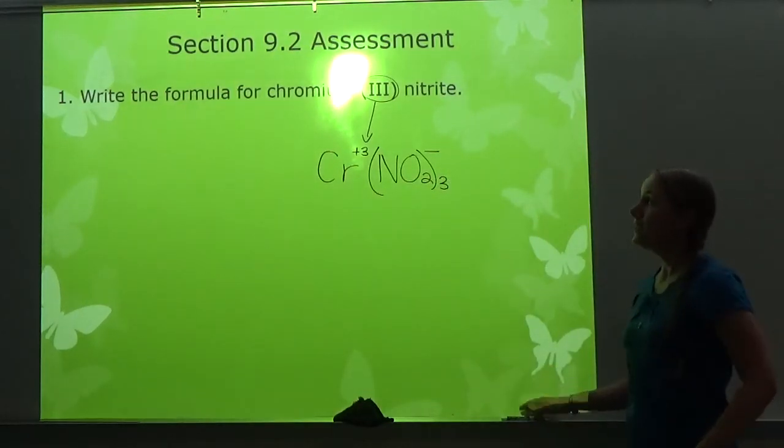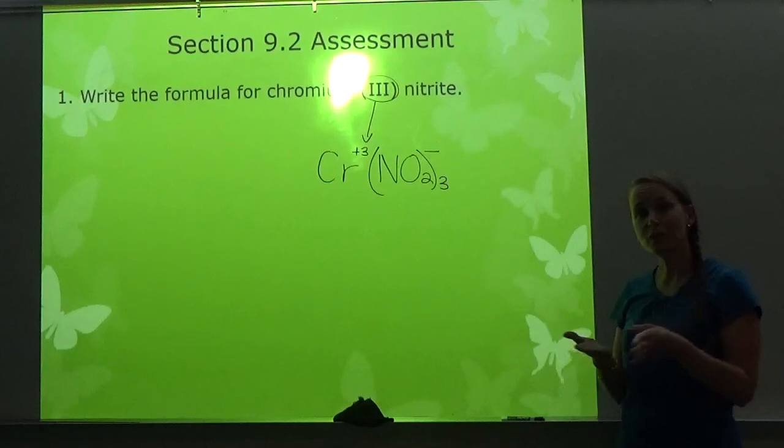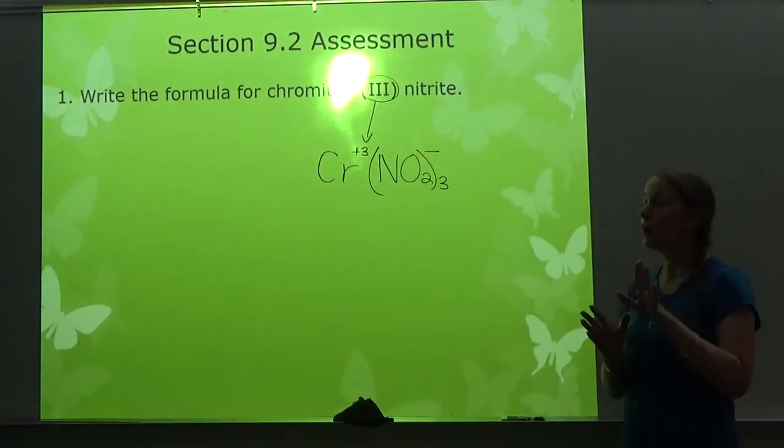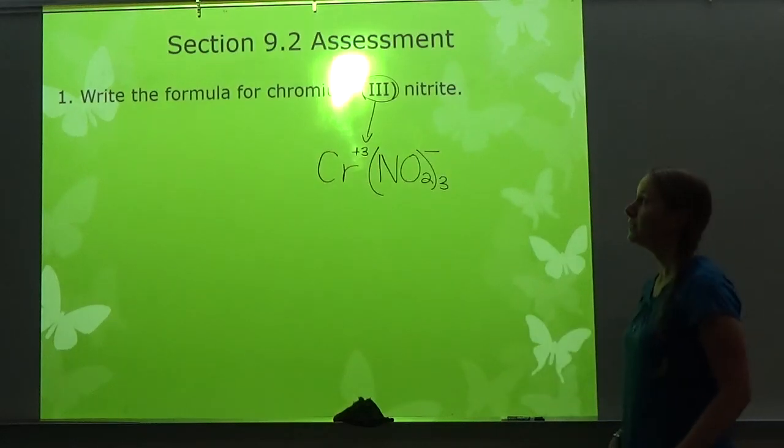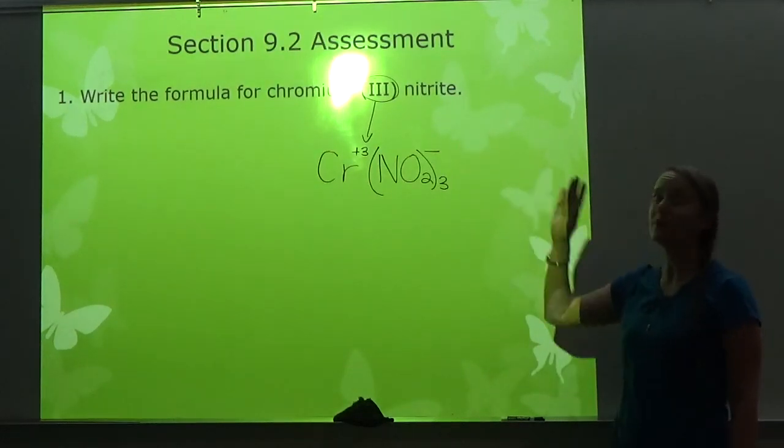All right, so whenever you're naming a compound that starts with a transition metal from groups 3 through 12, under the stair step, but not aluminum, or one of the lanthanides or actinides at the bottom, you need to include a Roman numeral to indicate the charge.